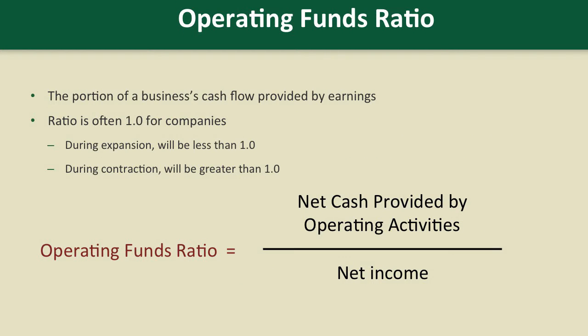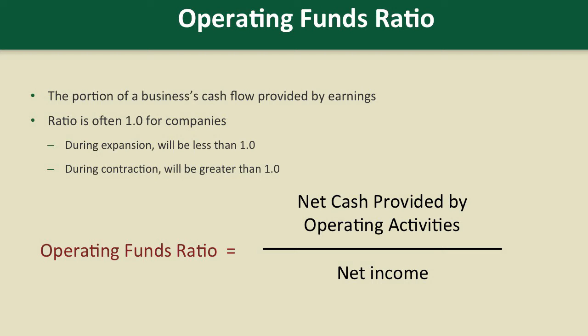Next, we can use operating cash flow to calculate the operating funds ratio. It equals operating cash flow divided by net income. So this ratio tells us that for every $1 of net income, how much operating cash flow can be generated or converted to. This ratio tells us the portion of business cash flow provided by our earnings.